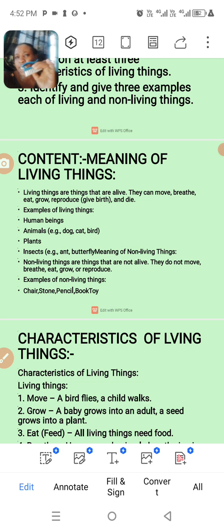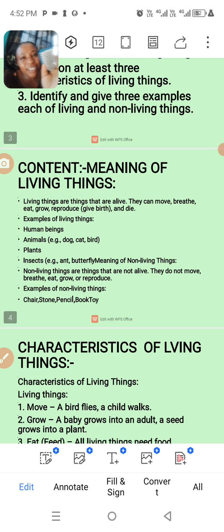Now, do you know what this is? This is a hairbrush. Hairbrush you use to brush your hair. This has no life in it. The hairbrush has no life, so it is a non-living thing.